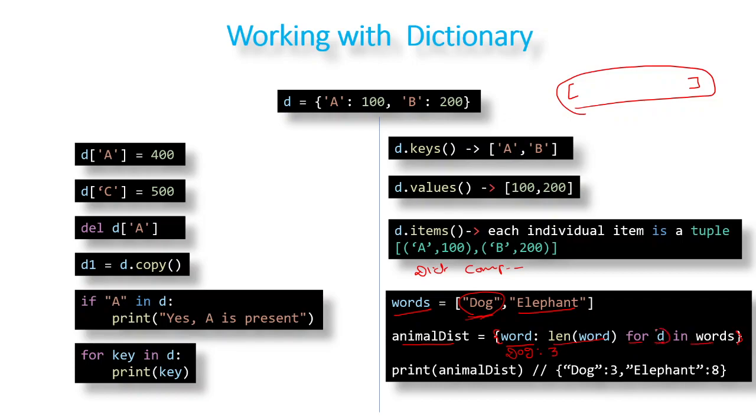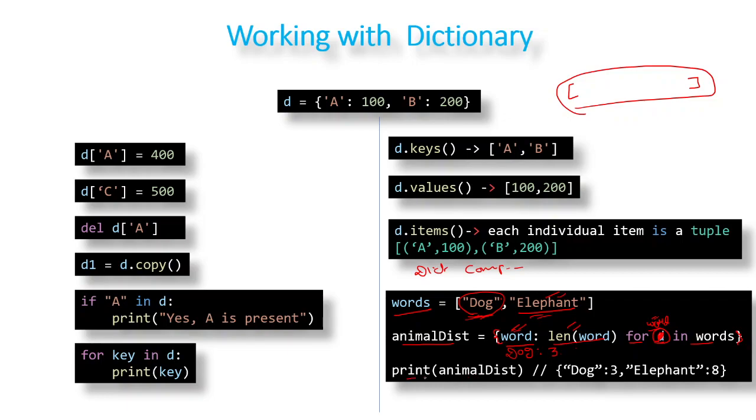So what it will do is go over each value in this list, dog, and for each value, sorry, here it is d now, it should be word. So this word and this word should match. So this word will come here, it will assign the value dog and then find the length of the word, which will be 3, and then again it will take elephant, it will take the key as elephant, then it will make the length of elephant the value for the word elephant.